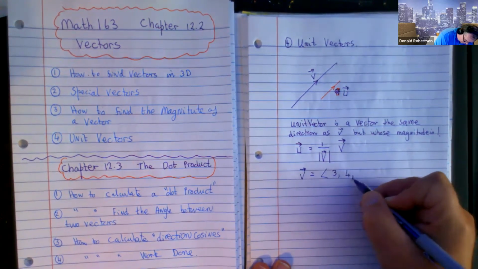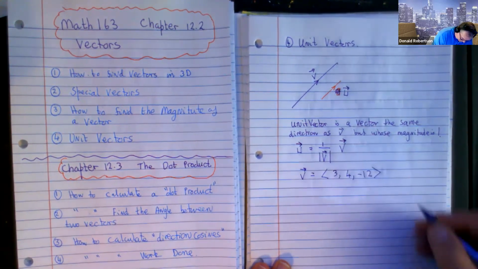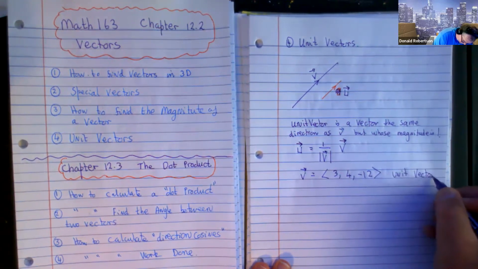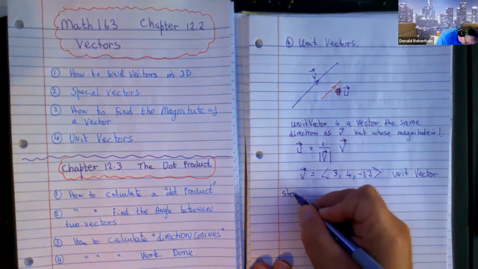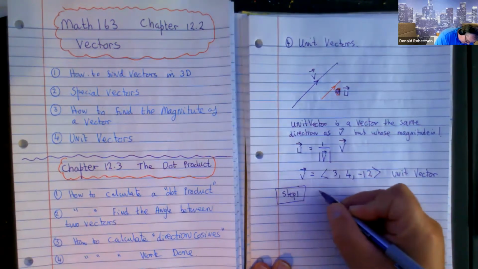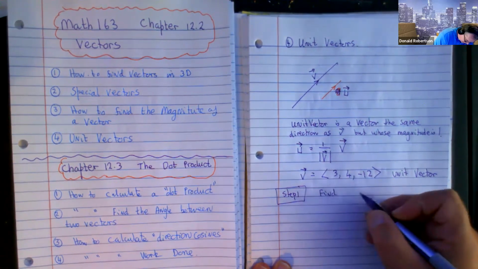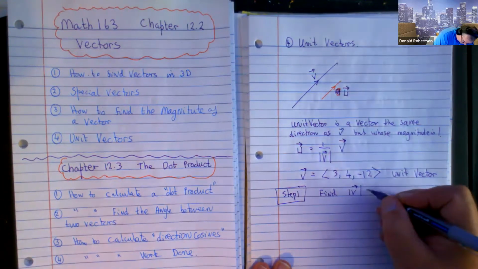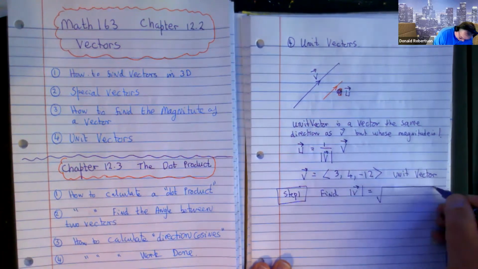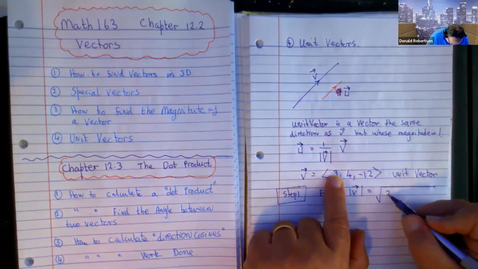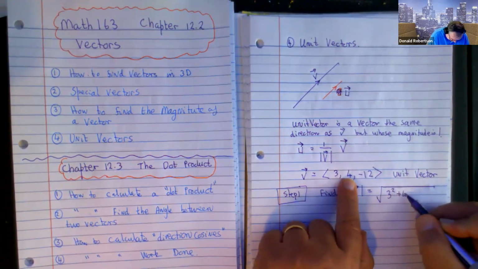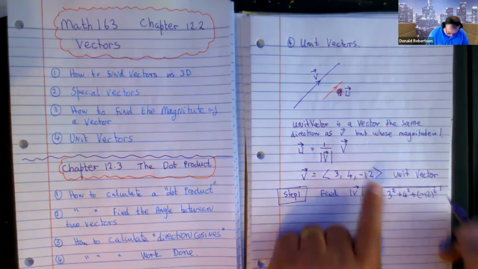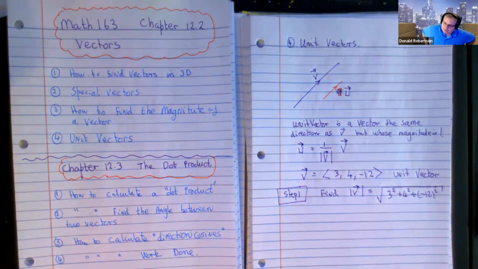So imagine I give you a vector V = (3, 4, -12), and I ask you to find its unit vector. Well, the first step is you have to find the magnitude of the vector V. We can do that. It's the components 3 squared, add 4 squared, add -12 squared. That's how you find the magnitude of vector V.